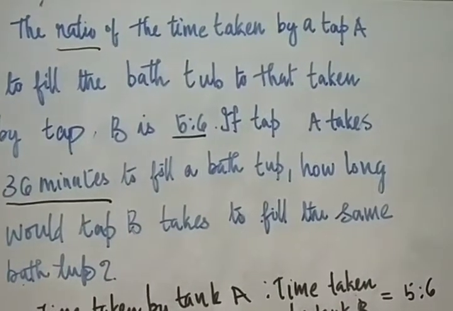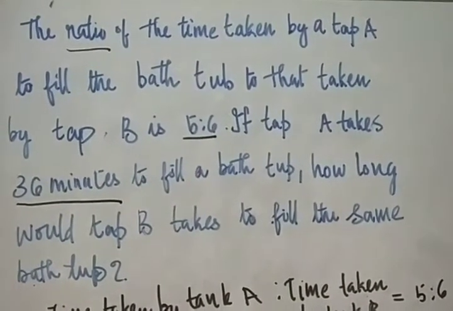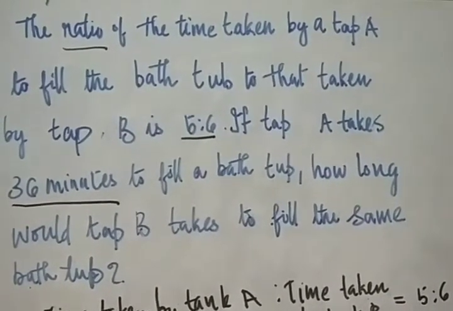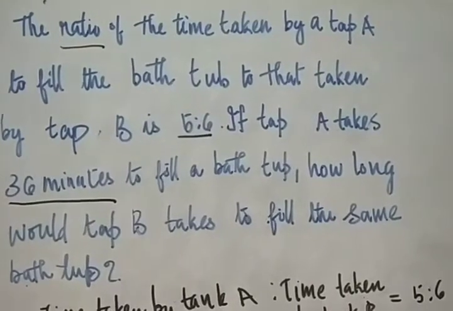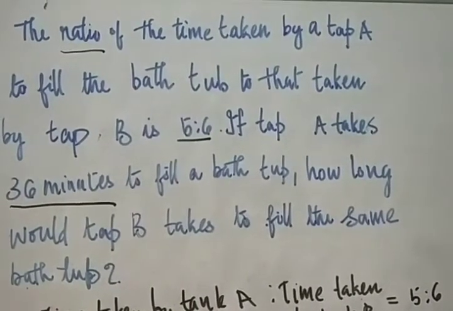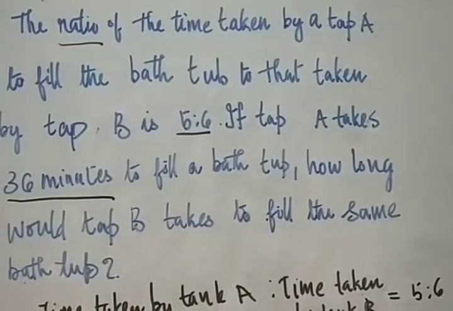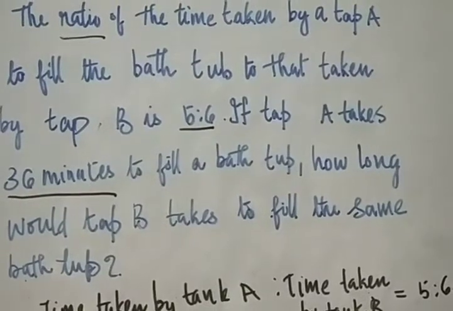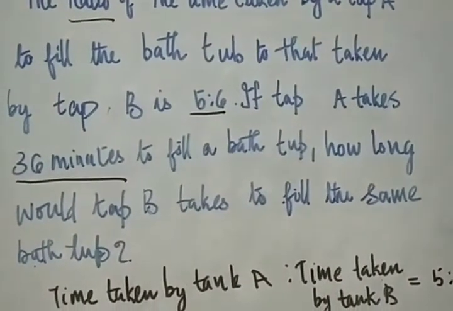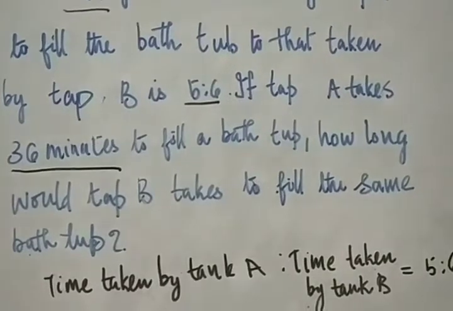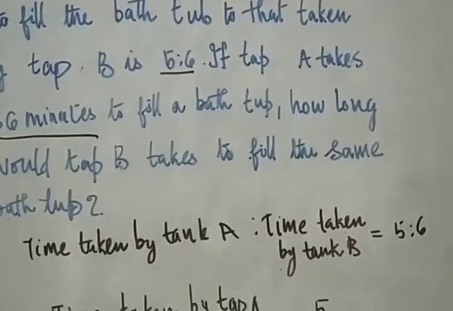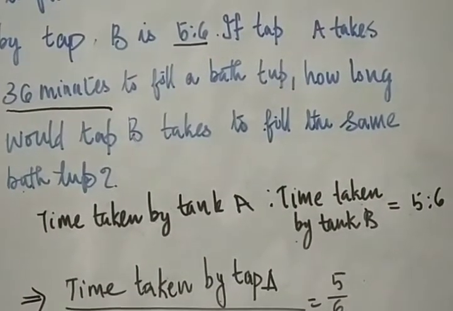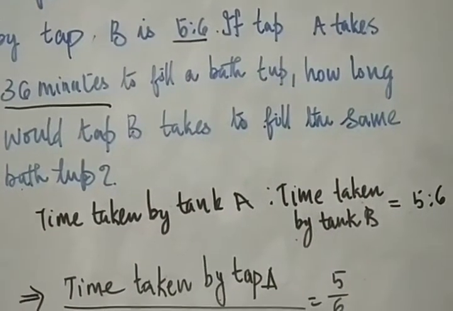And the ratio of the time taken by tap A and the time taken by tap B to fill that bathtub is 5:6. It is also given that if you use tap A to fill the bathtub, it will take 36 minutes. So the question is, if we use tap B, how long will it take to fill the bathtub?